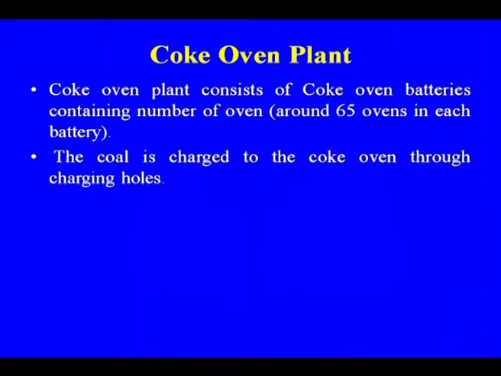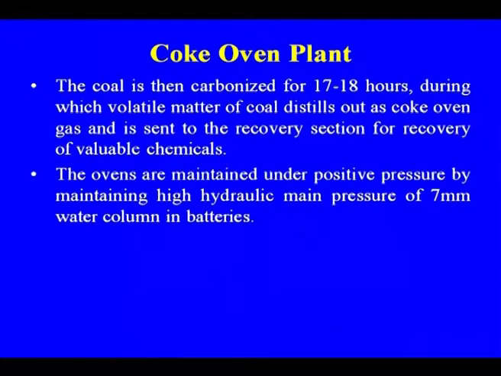The coke oven plant consists of coke oven batteries containing a number of ovens, around 65 ovens in each battery. The coal is charged to the coke oven through the charging holes. The coal is then carbonized for 17 to 18 hours, during which volatile matter of the coal distills out as coke oven gas and is sent to the recovery section for recovery of the valuable chemicals. The ovens are maintained under positive pressure by maintaining a high hydraulic main pressure of 7 mm water column in the battery.